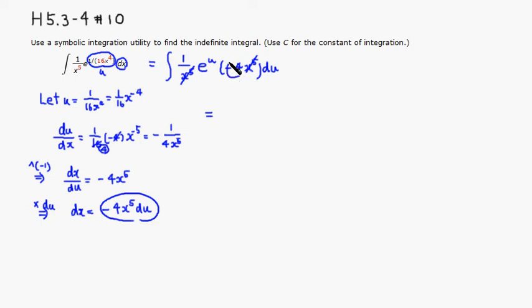Negative 4 is just a constant, so kick that out of the integral. So we need to integrate e to the u, and the only thing left is du. By the exponential rule, the antiderivative of e to the u with respect to u is e to the u, then plus some constant c. Then we can just put the original expression back in.